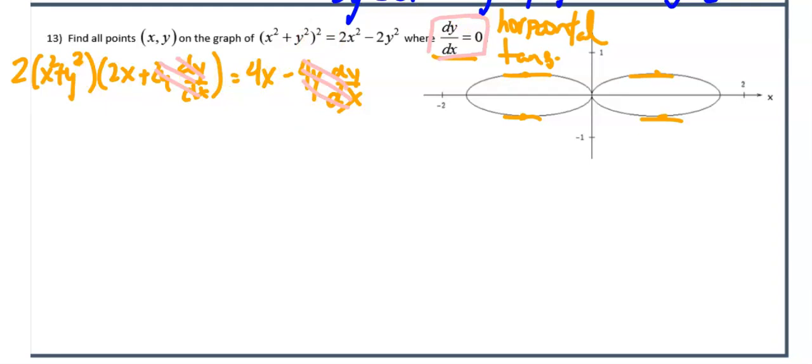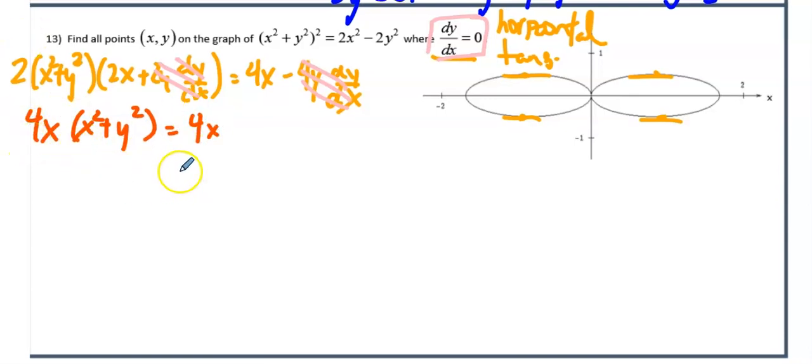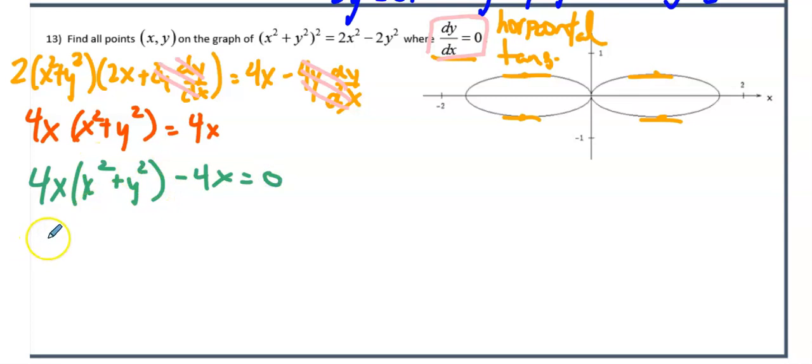So let's move on to the next part of this and simplify it a little bit more. You can see that we have a 2 and a 2x, so I'm going to go ahead and just do 4x. I'm going to show pretty much every step because I just want to make sure that I don't lose people with this, which is equal to 4x. Then let's move the 4x to the left, like so. And then we're going to factor out a 4x.